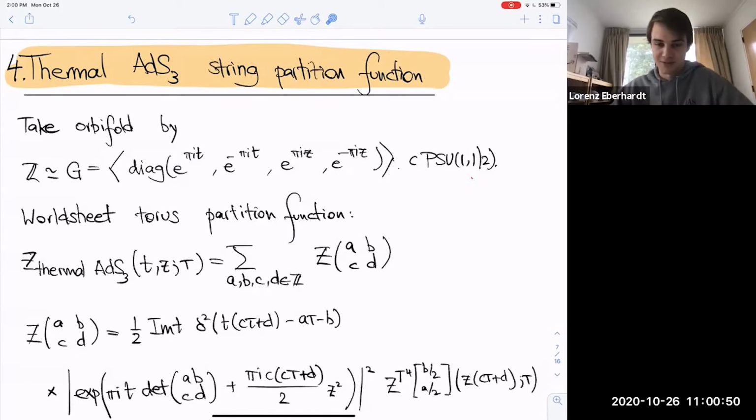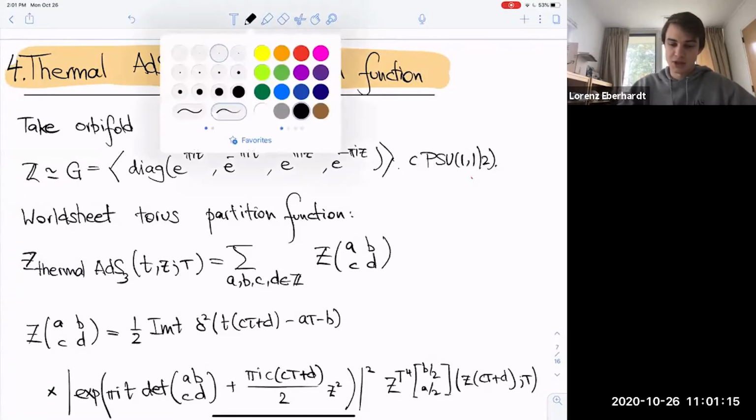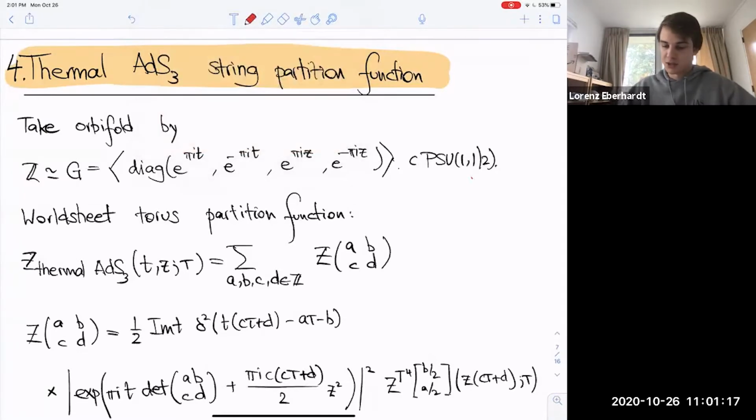It's not a too complicated computation, but I just want to show you the result. It turns out that the result is most nicely written as a sum over 4 integers. The appearance of 2 integers you can easily understand because we're taking an orbifold by integers, so twisted sectors of this orbifold will be described by 2 integers. But there are 2 more integers, and basically these arise because strings can wind around AdS3.